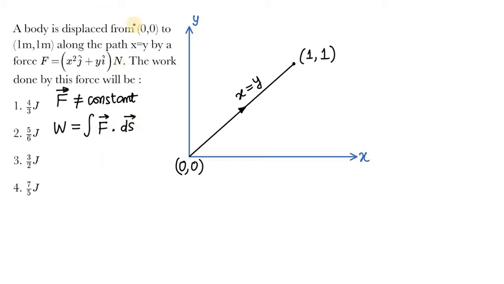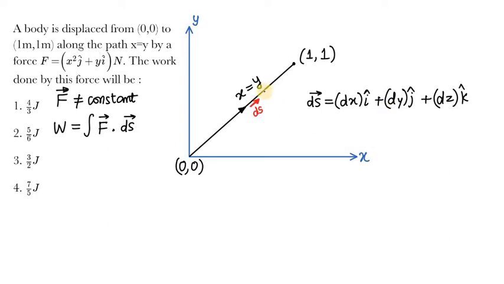ds is a small displacement on the path. See, when the particle moves along the straight line, then ds is a small path on this straight line, and the small displacement vector ds in the Cartesian coordinate system is given by dx i cap plus dy j cap plus dz k cap. Here dx, dy and dz are small displacements along the x, y and z axis.